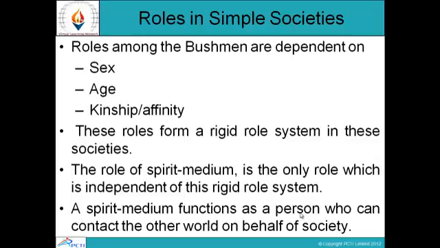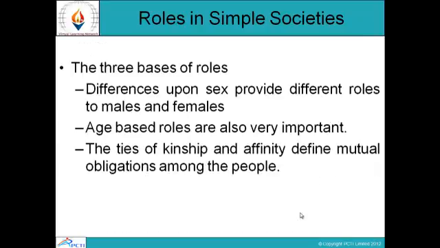Roles in simple societies. Roles among the Bushmen are dependent on sex and age, kinship, affinity. These roles form a rigid role system in these societies. The role of spirit medium is the only role which is independent of this rigid role system. A spirit medium functions as a person who can contact the other world on behalf of society.